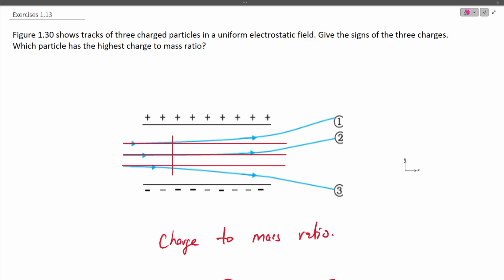The question says that figure 1.30 shows tracks of three charged particles in a uniform electric field. Give the signs of three charges. Which particle has the highest charge to mass ratio?